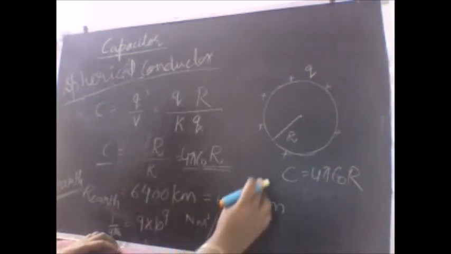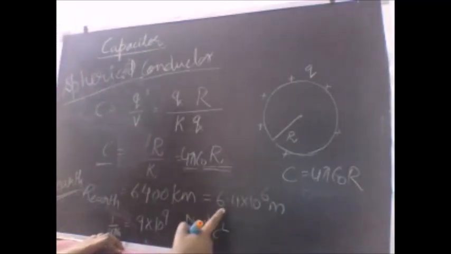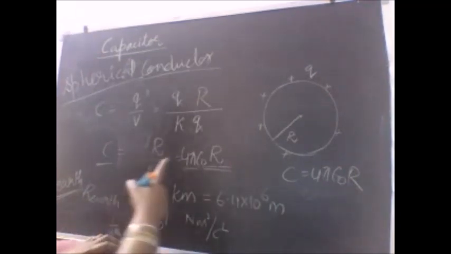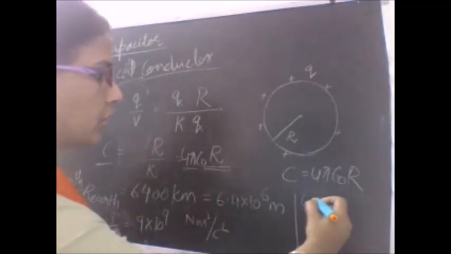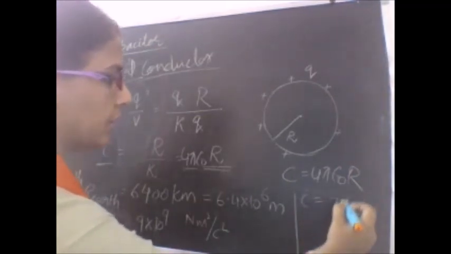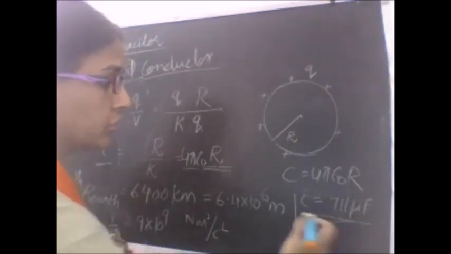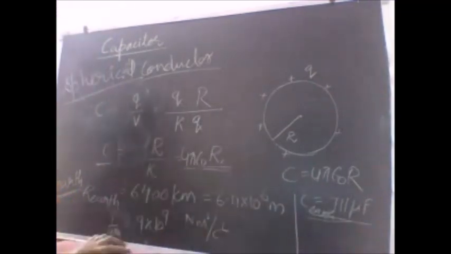And if we calculate the capacitance of earth from this formula, putting in these values, the radius is 6.4 into 10 to the power 6 meters. So the value of the capacitance of earth comes out to be 711 microfarad, which is a huge value. This is the value of the capacitance of earth.